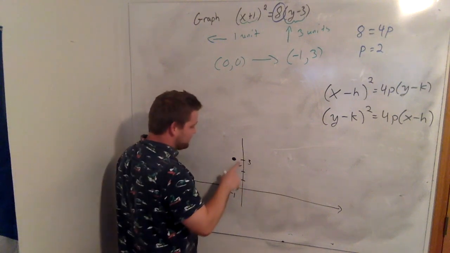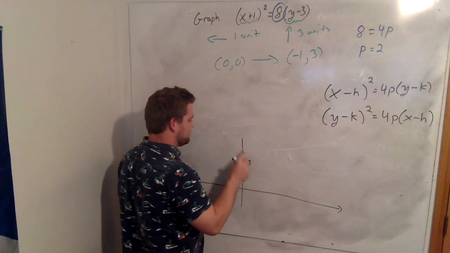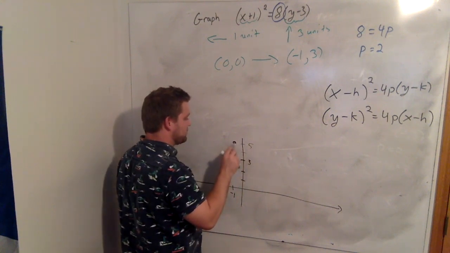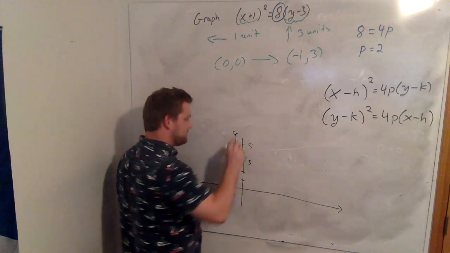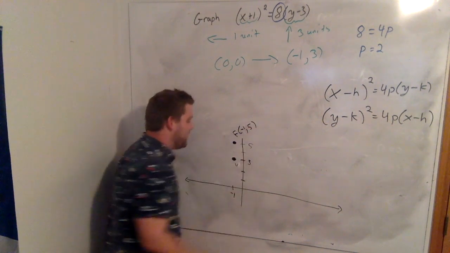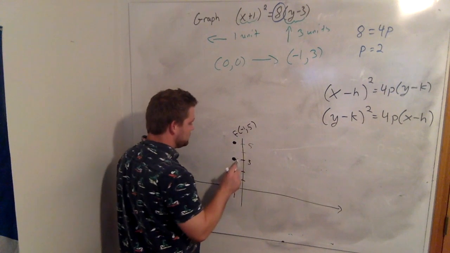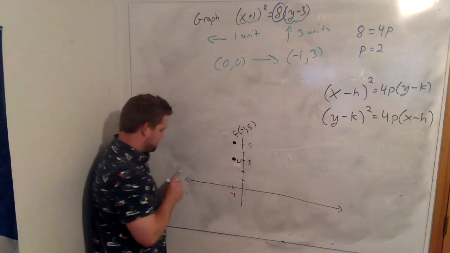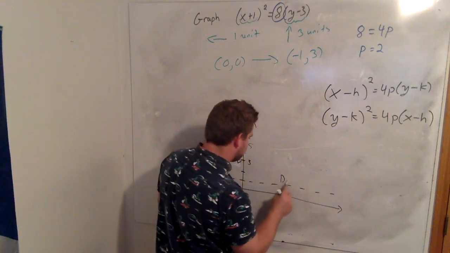So now, let's go up 2 units from the vertex. So here's 5. This is where our focus will be. Our focus will have coordinates -1, 5. And where will our directrix be? Our directrix will be 2 units down from the vertex. So here's the directrix.